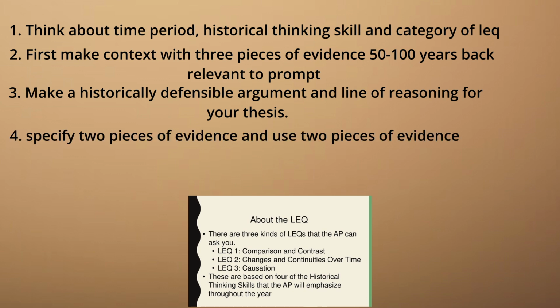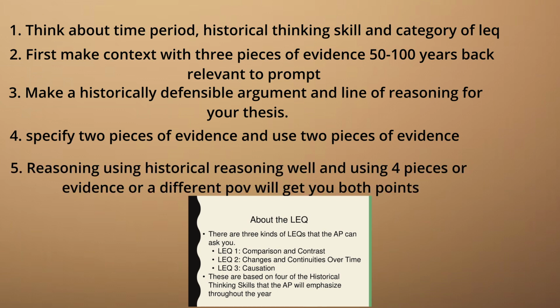Then you do specific evidence. You describe 2 pieces of evidence and support an argument with 2 pieces of evidence. For reasoning, if you're using a historical thinking skill, you'll get the point if you explain the historical thinking well. For the complexity point, you can use 4 pieces of evidence or use a different perspective. Okay?